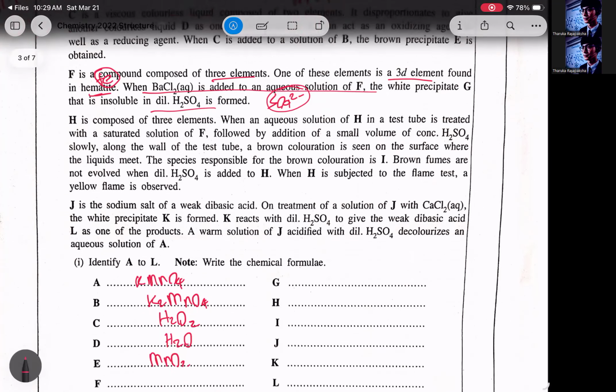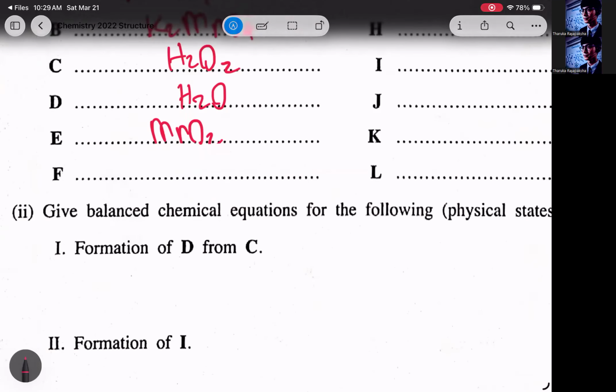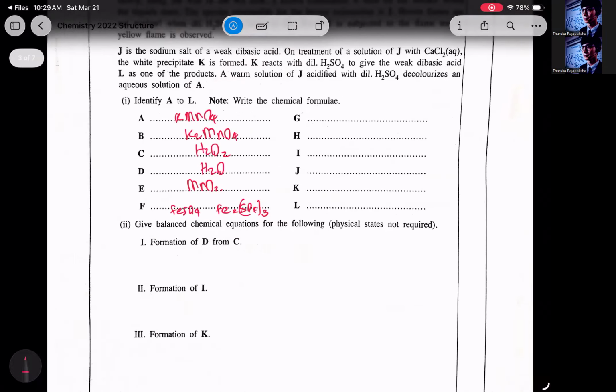We'll leave it like that for a second. It should be FeSO4 or Fe2(SO4)3. It's either plus 2 oxidation state or plus 3 oxidation state. I'm going to leave it like that. Then look at the G.